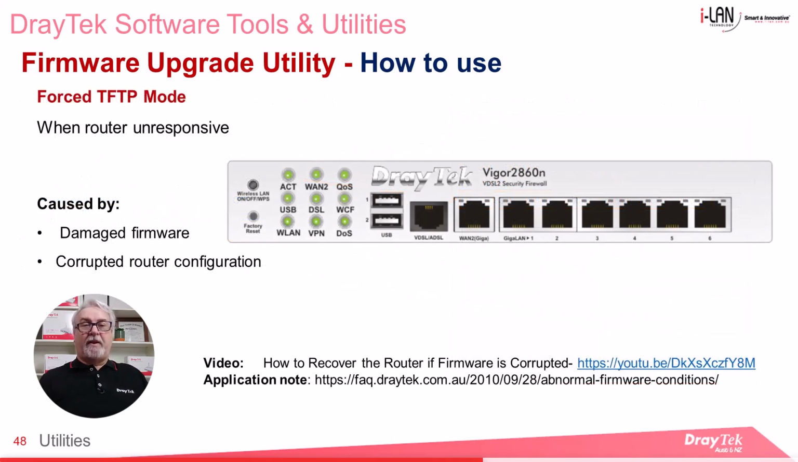As mentioned earlier, TFTP mode is used to install the firmware when the router becomes unresponsive. For example, in the image shown here, all the LEDs are solid and powering the router off and on doesn't fix it. This is often caused by damaged firmware or a corrupted router configuration. In the description below, I'll include a link to a video that shows the process to recover the router using this method, and also to an application note available in our knowledge base.